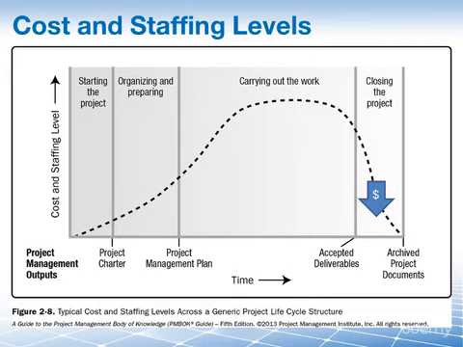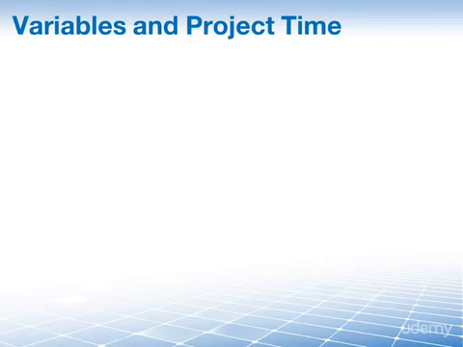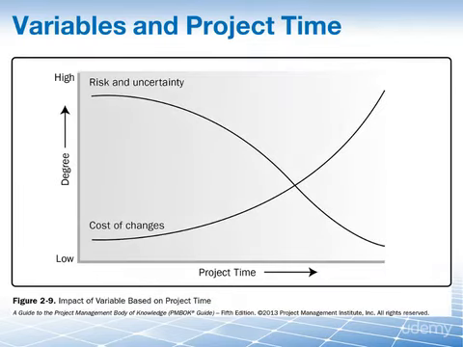Since we just discussed that cost and staffing levels vary over the project life cycle, you may be asking yourself, well, is there anything else that varies over the life of a project? Well, there is, yes. Risk and cost and how they relate to each other are 2 variables that change during the project life cycle. As you can see in this graphic here, risk and uncertainty are at their highest level early on in the project, and then they slowly drop during the course of the project as more details are known, as decisions are made, as deliverables are produced.